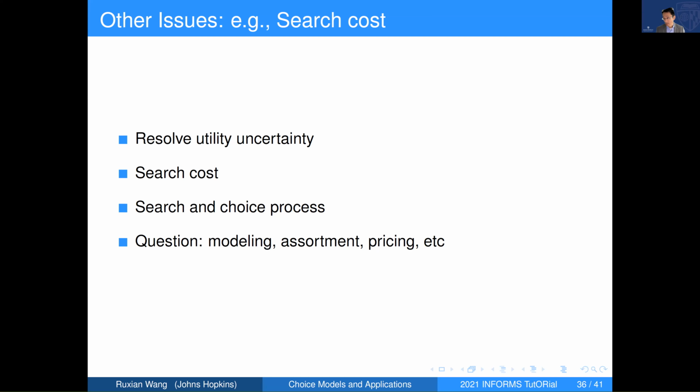So that's the modeling part. After the modeling part, we may consider some operations problems like assortment planning, pricing, or the estimation.